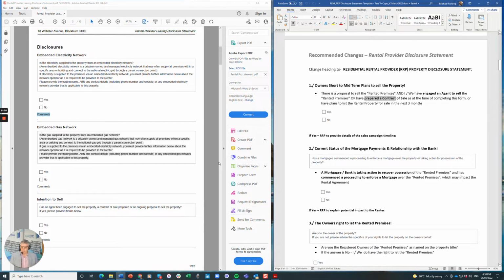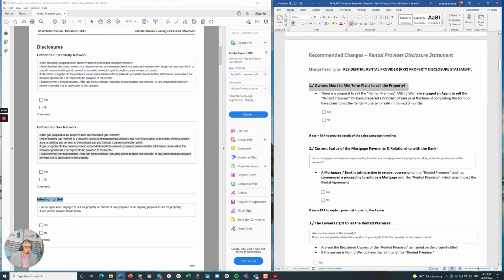The other thing that I've got here is where you've got the heading, I'm numbering them, so my suggestion is put a number in there, and instead of it just saying intention to sell, here's the heading: owner's short to mid-term plans to sell the property. So what I've tried to do is use the headings to explain what the information is that we need from the owner. So instead of just intention to sell, I've now gone into the short and medium term.